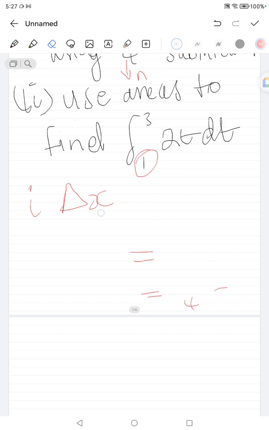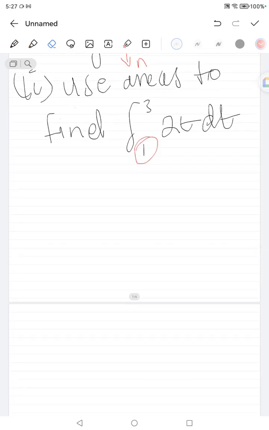Okay, now the second question. They say use areas to find an integral between 1 and 2, where you have the function 2t. So remember the first question we did, where they were saying you have to find your meters. It's more or less like this one, so even in this one, you can try to do it in 2 ways.